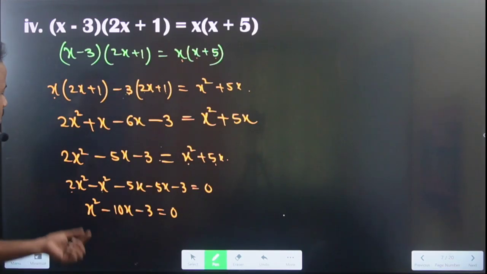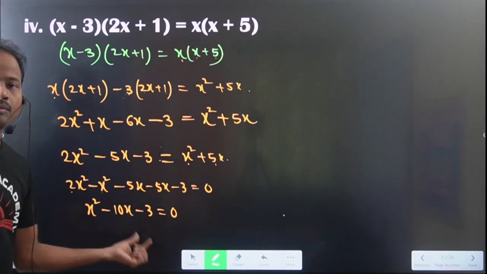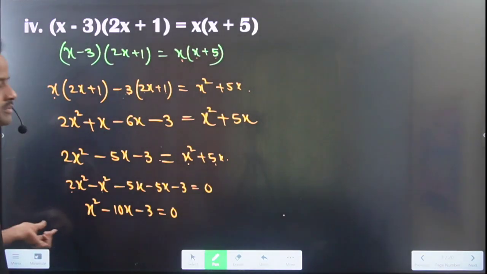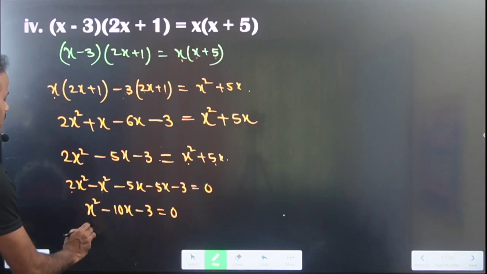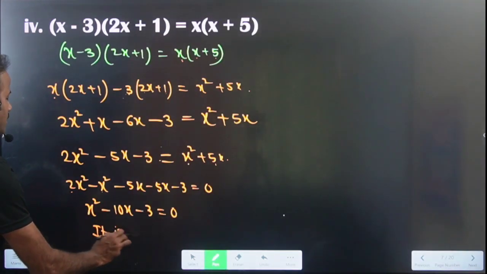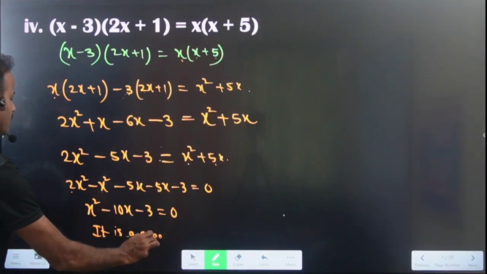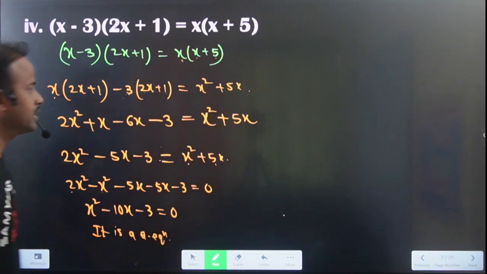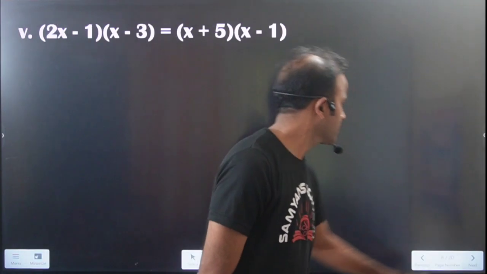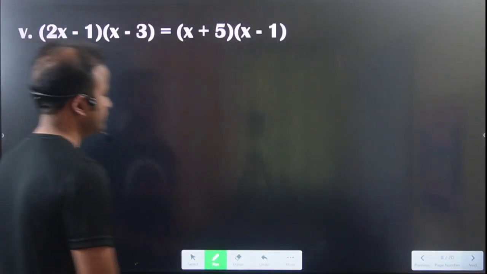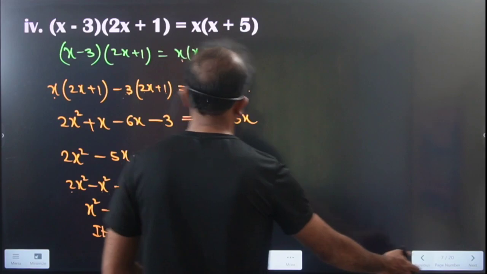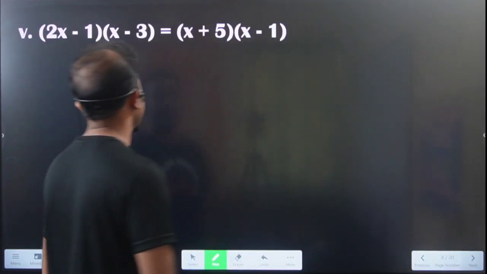Now you see this equation, it is in the form ax square plus bx plus c equal to 0, and the highest power of the variable is also 2, therefore we can call it a quadratic equation. Simply, we can say it is a quadratic equation. Okay, then move on to the next question. Here we have question number 5.